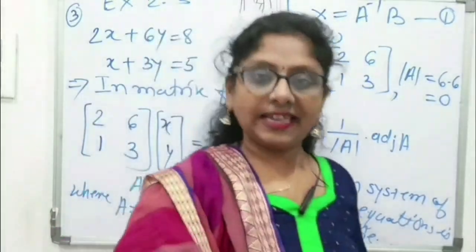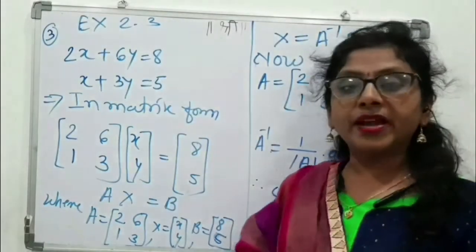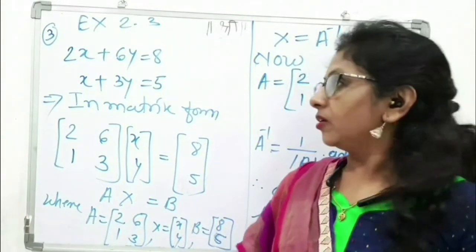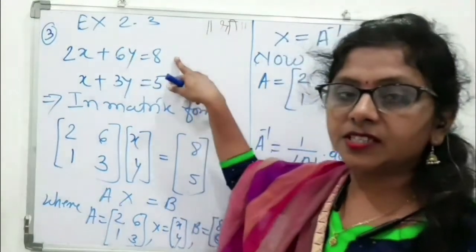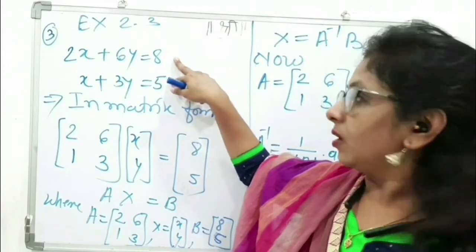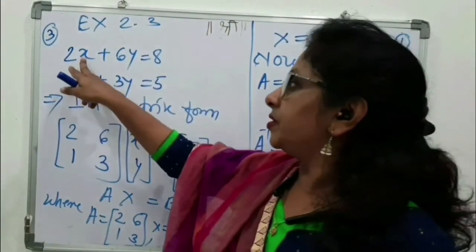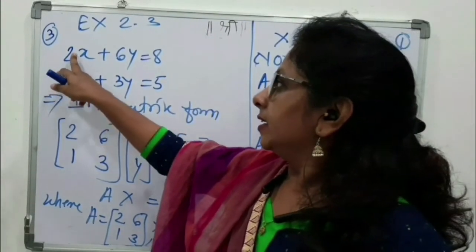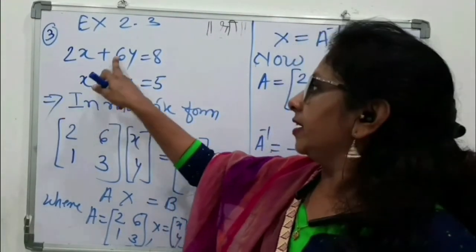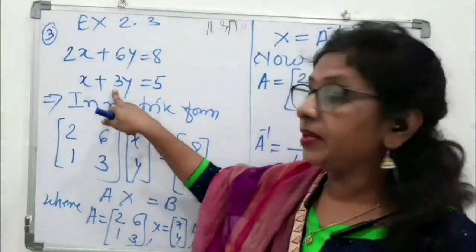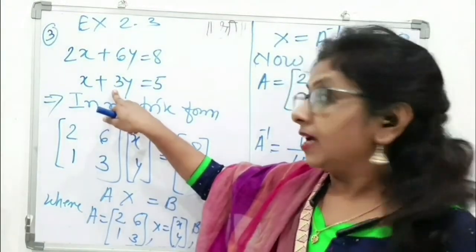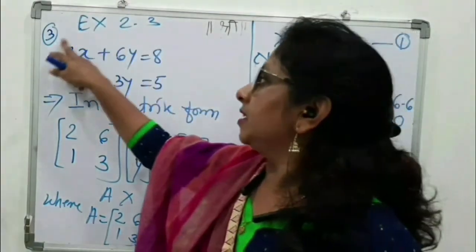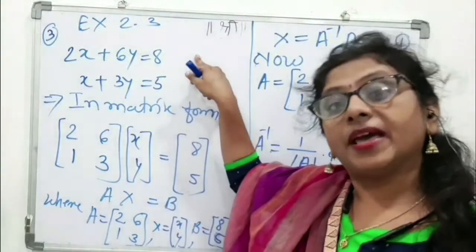Here the example ends. Now what is the reason behind this? Why do these two equations have no solutions? Because these are linear equations representing straight lines. If you observe the coefficients of x and y of both the equations, here it is 2, here 1, here 6, here 3. It means they are in proportion, and the proportion is 1:2. It means these two lines are parallel.